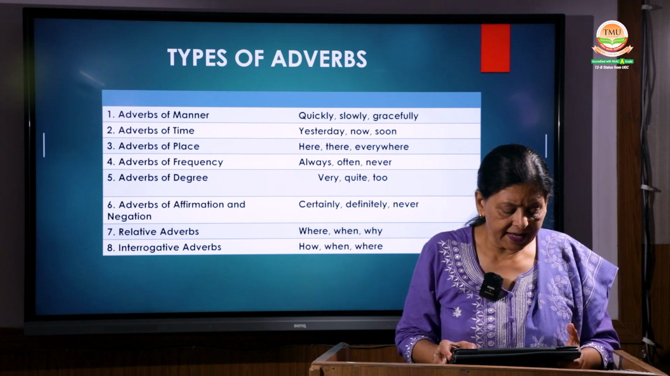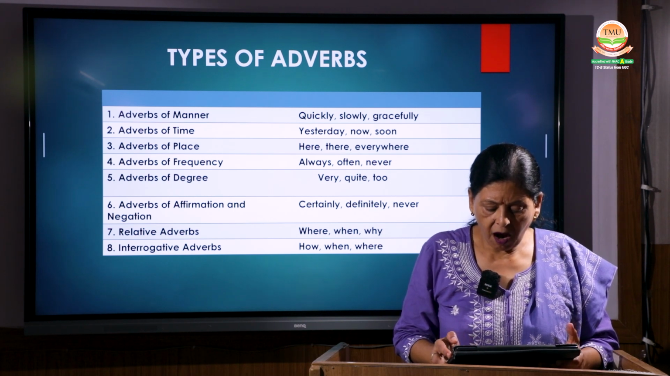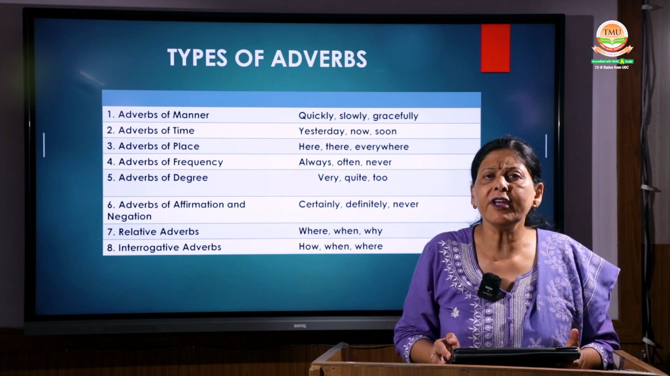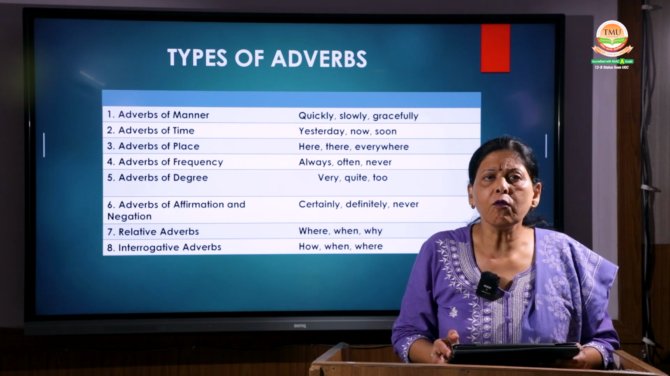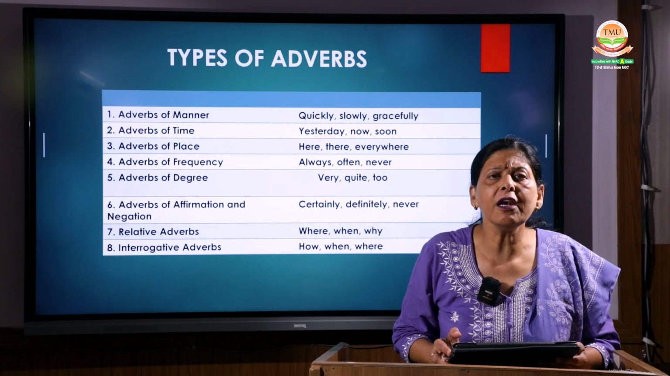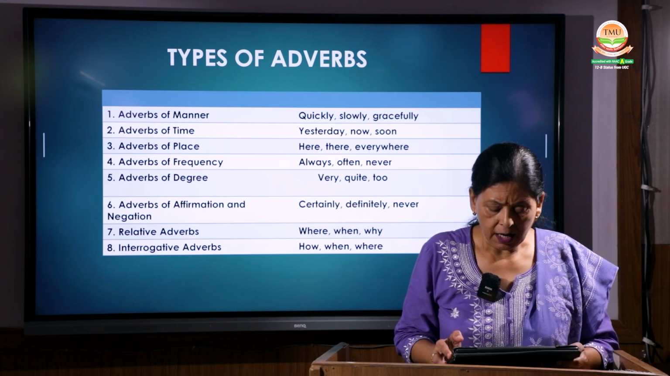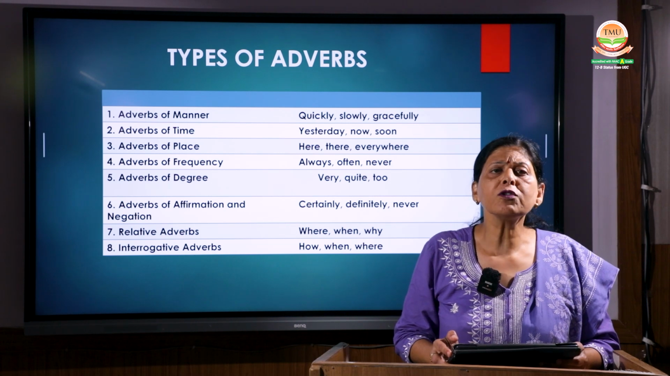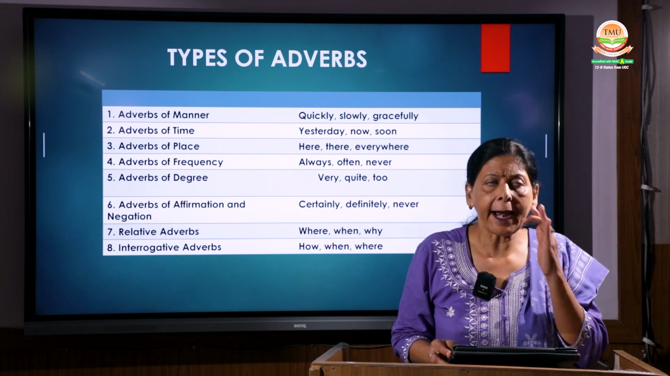Then the third one is adverbs of place. Adverbs of place are here, there, everywhere. What are the adverbs of place? The adverbs which show where the action has taken place. Adverbs of place mean where the action has taken place. I found my things here and there.